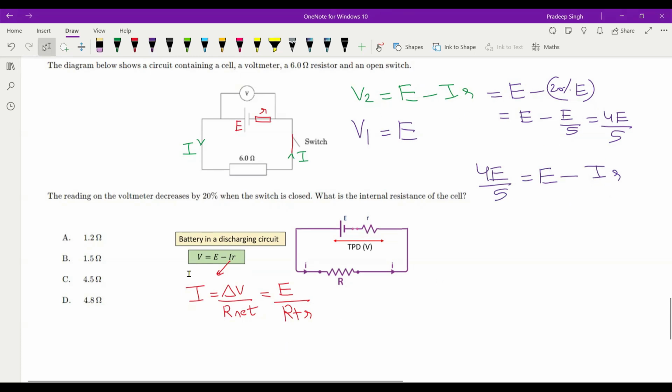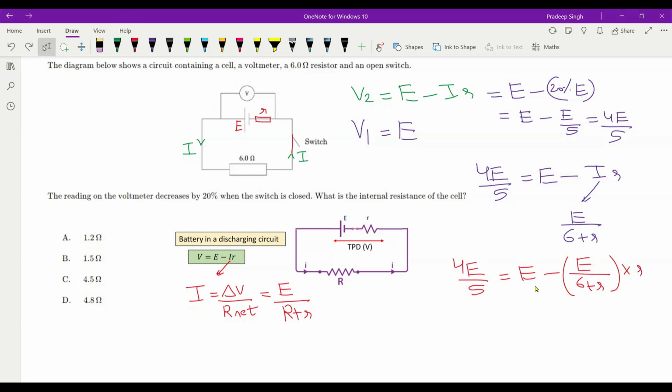So how do we find the current? We use the same logic, total potential divided by total resistance. In this case, the total resistance will be 6 plus r and the total potential will be the EMF. So instead of current, we will write down the EMF E divided by total resistance, which is 6 plus r. So let's put all the values in. On the left-hand side, we'll get 4E by 5 equals E minus the current, which is E upon 6 plus r, multiplied by r.